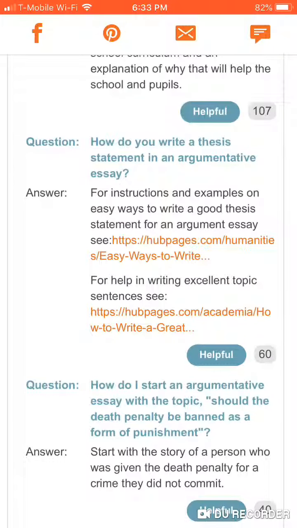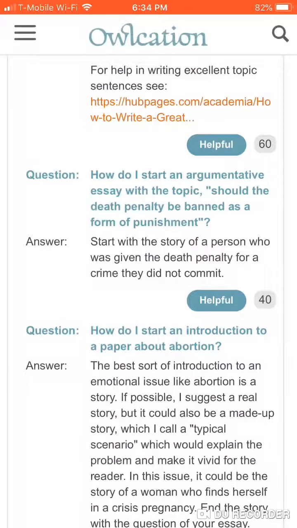Now another question. How do I start an argumentative essay on the topic: should the death penalty be banned as a form of punishment? And now the answer. You start with the story of a person who was given the death penalty for a crime they did not commit.